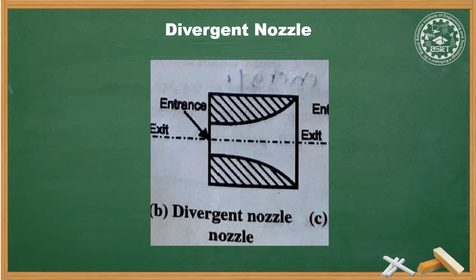Examples of divergent nozzle are the spraying gun, where the exit is bigger and the entrance is small, or the loudspeakers, where the entrance is small and the exit is bigger. Divergent nozzles are used where less kinetic energy is required.